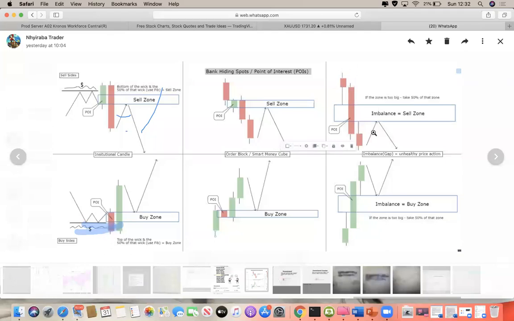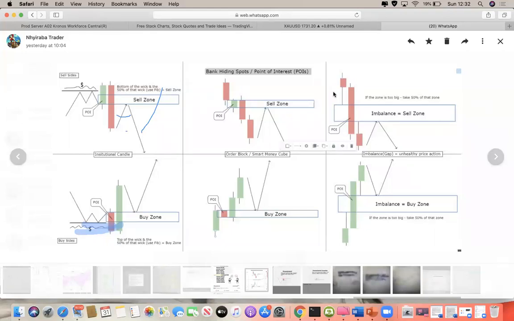If you look at this side of my picture right here, there is a red candlestick right here and another red candlestick right here, separated by a strong bearish price action. So what is an imbalance? An imbalance is really two small bearish or bullish moves separated by a strong bearish or bullish price action.